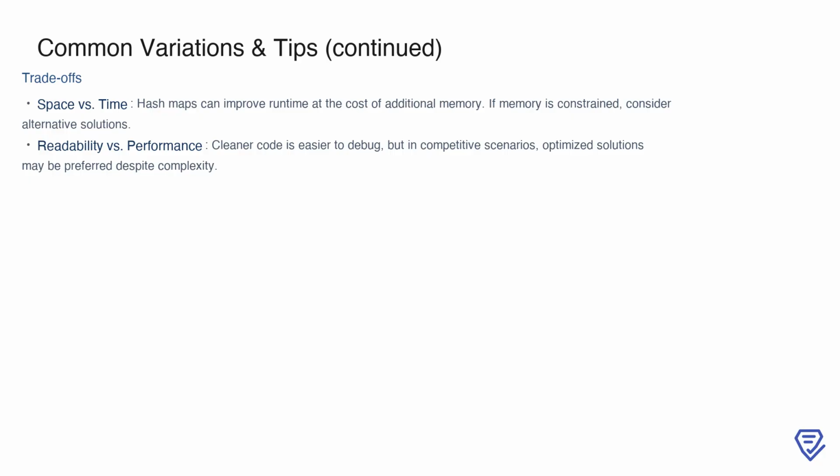Another trade-off to consider is readability versus performance. Cleaner and more readable code is easier to debug, maintain, and explain, which can be especially important in interviews. However, in competitive scenarios, you may need to prioritize highly optimized solutions, even if they involve more complex or less readable code. Striking the right balance between these trade-offs depends on the specific problem and the context in which you're solving it.